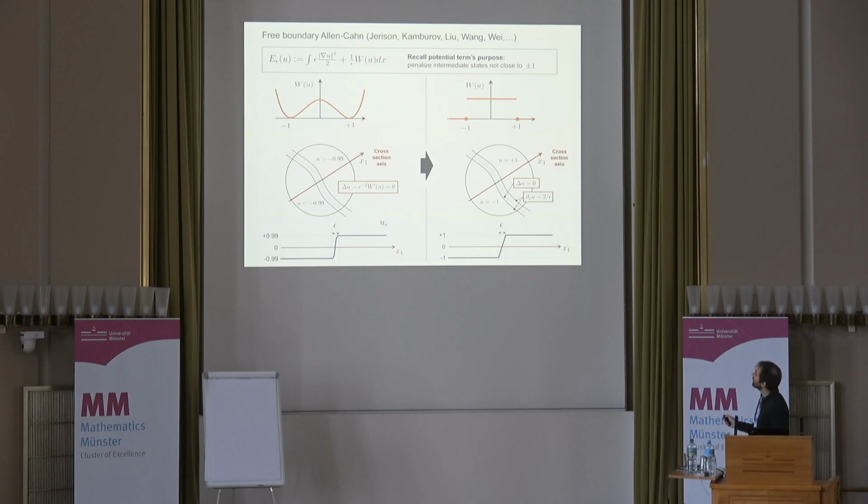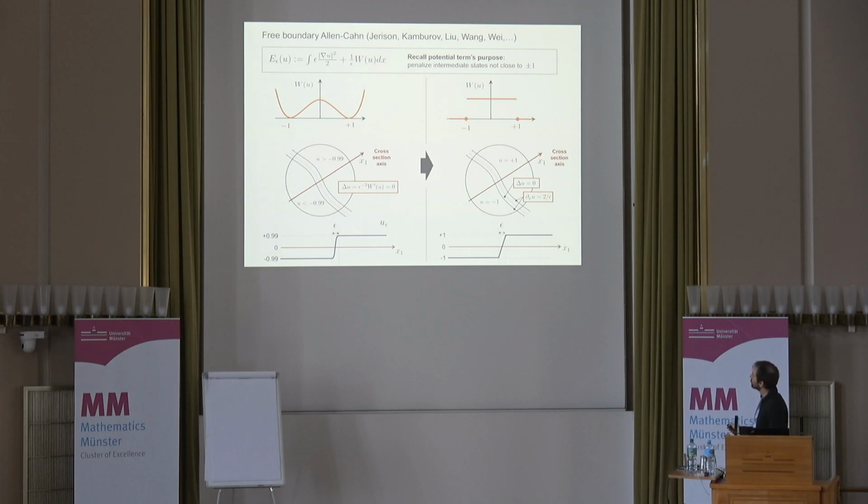So if you are between -1 and 1, you pay 1, and if you are either -1 or +1, you pay 0, right? As I told you before, the solutions for the Allen-Cahn model look like this when you introduce the parameter epsilon. They look like very steep transitions, but still smooth transitions.